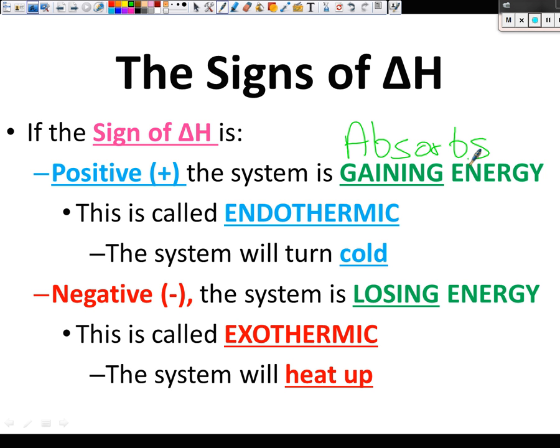Okay, if it is positive delta H, we have a special name for it. What is that special name? Endothermic. And what does endo mean? Within or inside. Okay? Within or inside. So endo means within or inside, and thermic is obviously heat. So it's heat going inside or within.